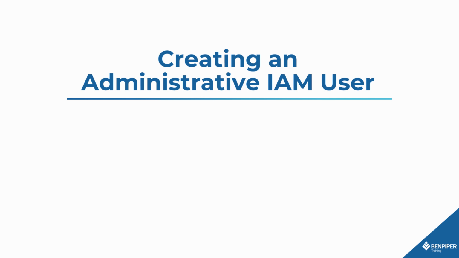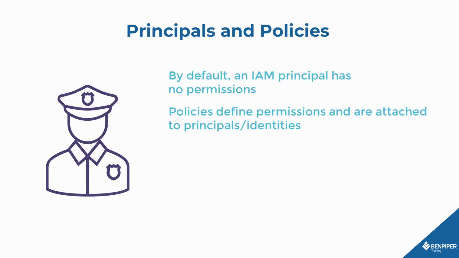We're going to create what's called an IAM principal that we'll use to perform administrative tasks on AWS. A principal, also called an identity, is basically just a user. The user that we're going to create will have permissions to create and delete AWS resources, including other IAM principals. An IAM principal or identity does not have any permissions by default. You must grant the user permissions by attaching policies to it.